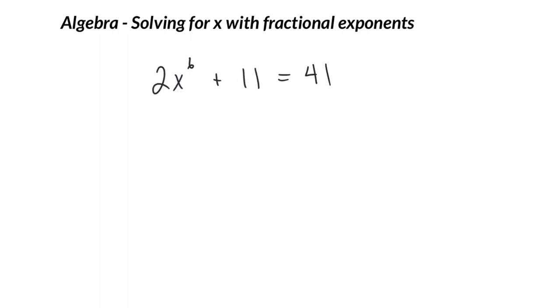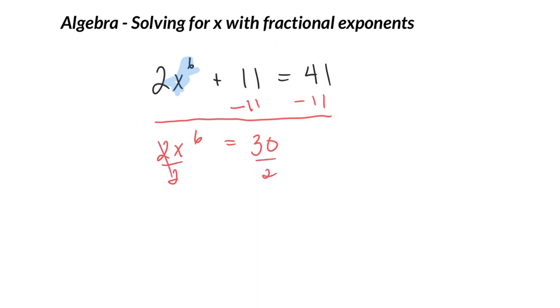All right, so once again, we're going to save solving the x part for the end, so we work around it. We're going to subtract 11. Divide by 2. Now we need to figure out how to get this to x to the first. Remember, writing 6 is the same as writing 6 over 1. So we're going to take this to the 1/6 power.